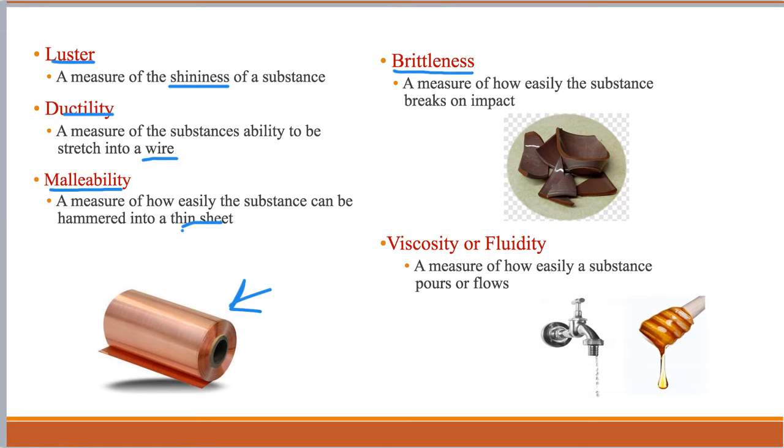So brittleness is another physical property, and that's a measure of how easily the substance breaks upon an impact. So we have a ceramic pot here that's broken into many pieces. Another physical property of liquids is the viscosity or fluidity, and that's a measure of how easily a substance pours or flows. And this one's kind of tricky because something that's very viscous actually does not pour very well. So honey is very viscous, whereas water is not.